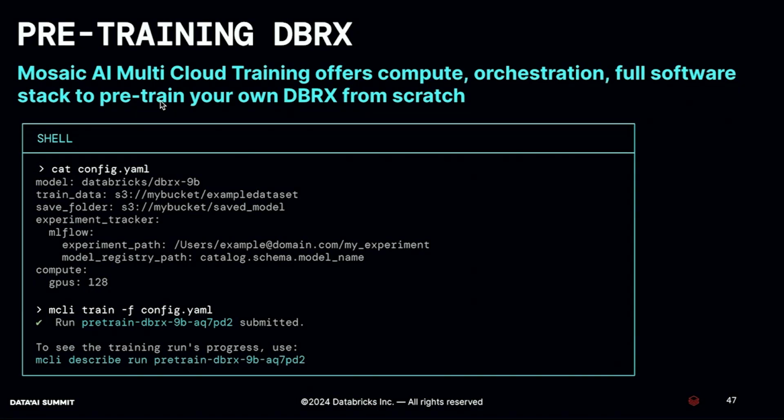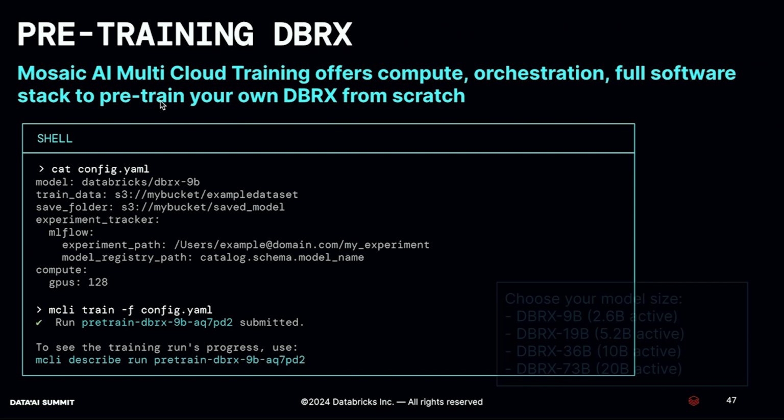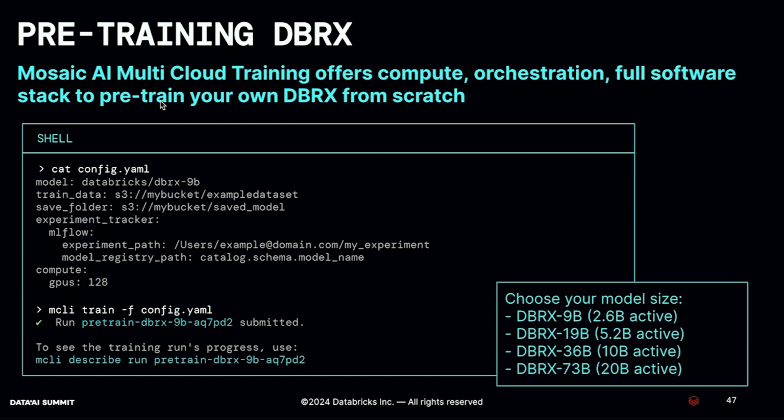All right, and last but not least, pre-training DBRX. That's the third option I mentioned earlier. Over there, the interface is also pretty straightforward. You define a configuration file that includes the size of DBRX that you want to pre-train. You can choose between 4 different sizes of DBRX, from 9 billion to 73 billion parameters. All of these are mixture of experts models. You point to the training data bucket and the folder to save the model into.